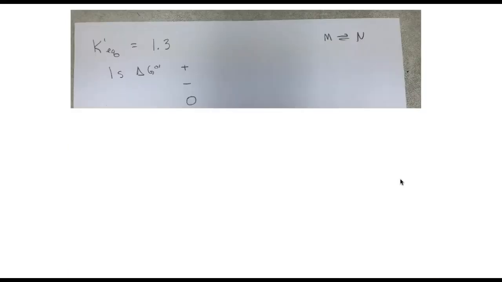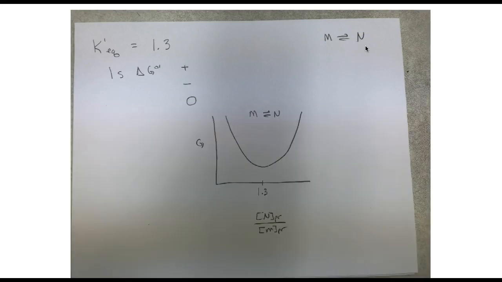Now suppose I told you that the equilibrium constant for the conversion of M into N is 1.3. What is the sign of the standard free energy change? Well, we do the exact same thing. We plot free energy on the y-axis by a ratio of product to reactant on the x-axis. We know that the system is at lowest energy when it is at equilibrium. In this case, the system is at lowest energy when the ratio of N to M is 1.3.